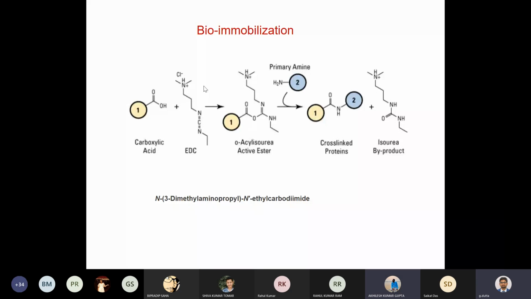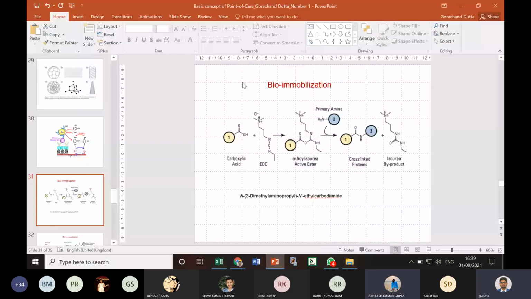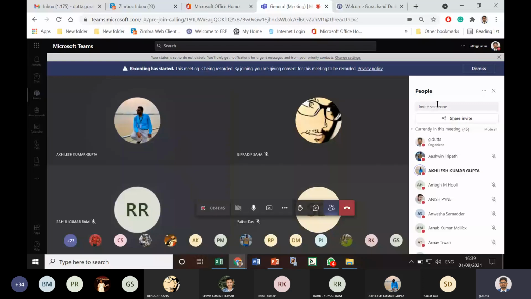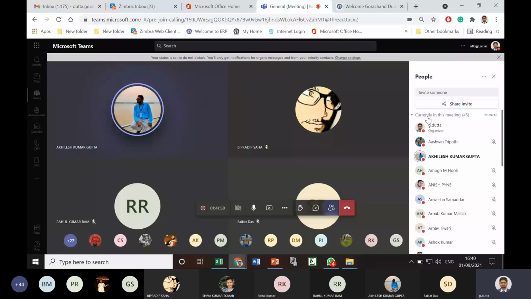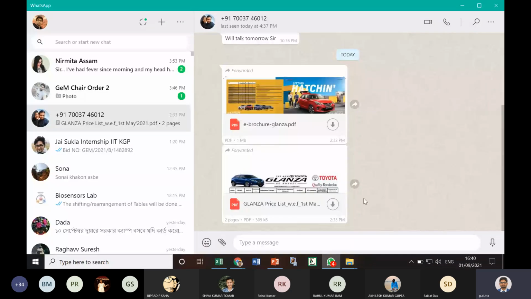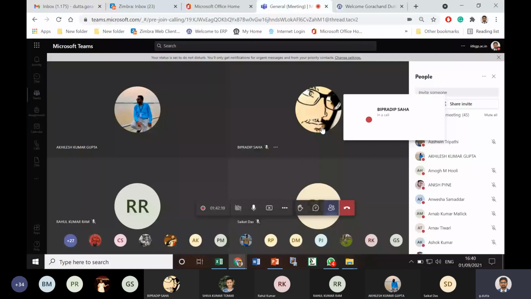Sir, how long will the cross-link take to occur? That depends on the concentrations, how much you are adding, and you have to incubate it. You have to check this one. It is not like it will be completed within a few minutes. You may need some time. It may take around 30 minutes, it may take 1 hour, it may take 1 day also. It depends. Okay, clear?